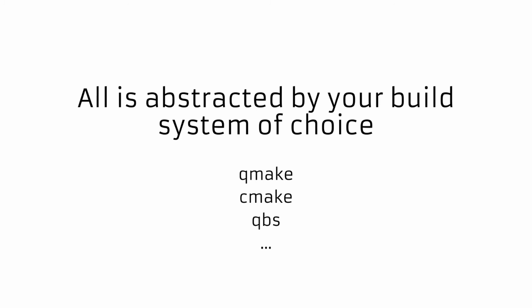All of this is abstracted by your build system. It's good to know that it exists, but you don't have to care about setting it up. If you create a Qt project with all the default settings, you end up using QMake, which takes care of this. For Qt 6 and in many other popular open source projects such as KDE, CMake is the build system of choice. It also abstracts this away.